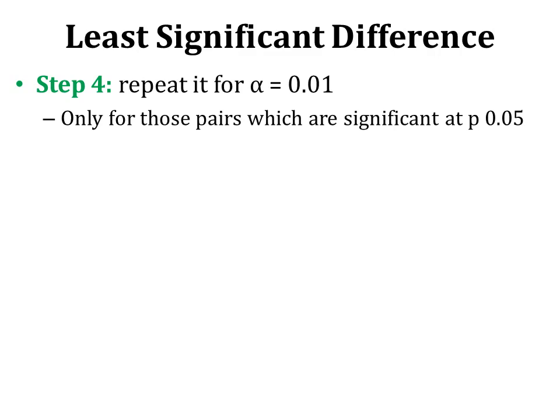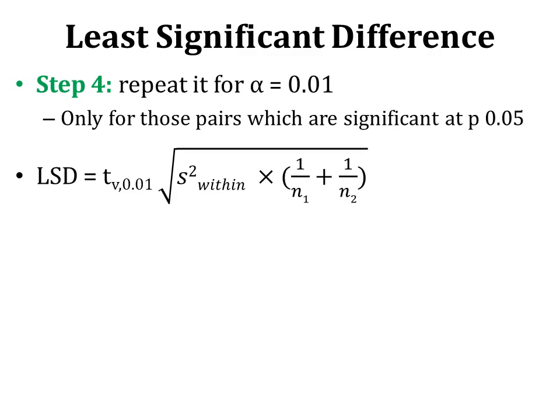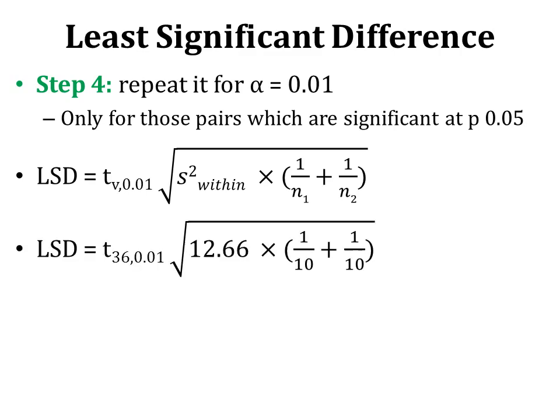Now the next step is to repeat this comparison for the significance level of 0.01. But remember that this has to be done only for those pairs which are significant at the 0.05 probability level, because the first comparison, at 0.05, is done for all pair means, right? But those pairs which are non-significant at that level are not going to be analyzed further at 0.01 because they are already non-significant. So at this stage, we are going to compare only those pairs which are significant at 0.05. And this is the same formula, and the difference is the t-value, which is now taken from the 0.01 level. The variance within is the same, and the number of observations is also the same.